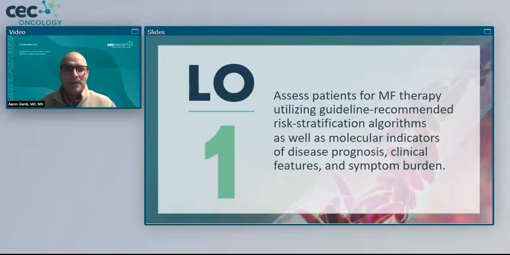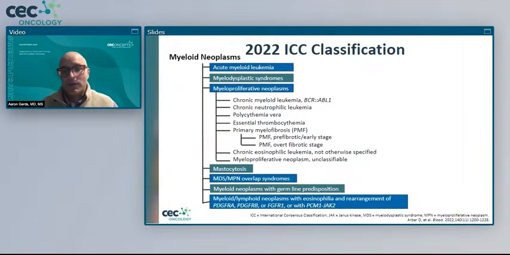Our first learning objective is to assess patients for myelofibrosis therapy using guideline-recommended risk stratification algorithms, as well as molecular indicators of disease, prognosis, clinical features, and symptom burden. Myelofibrosis, whether it's overt or prefibrotic or early stage, sits within the myeloproliferative neoplasm category, which also includes polycythemia vera and essential thrombocythemia, two very closely related diseases.